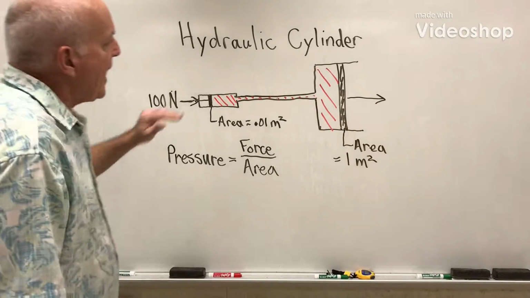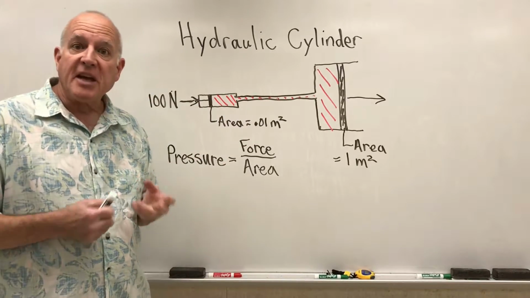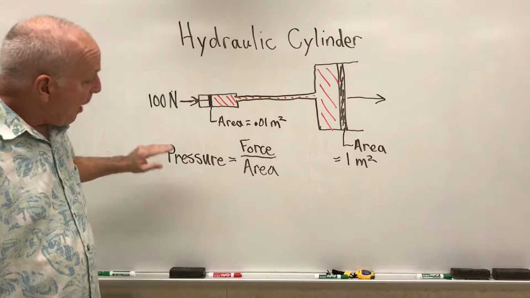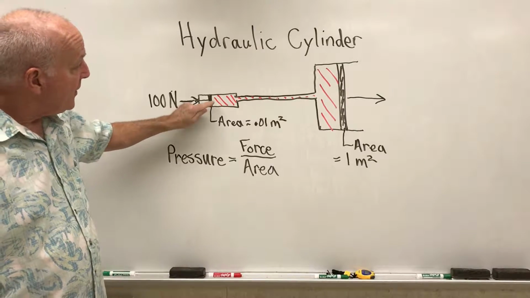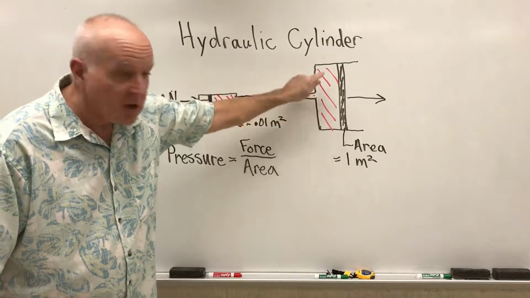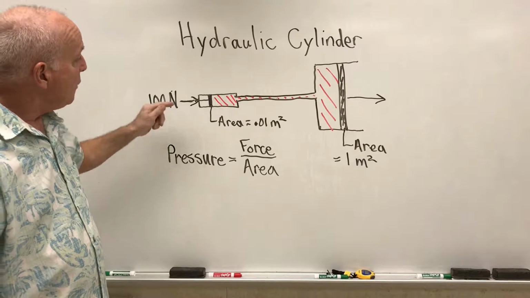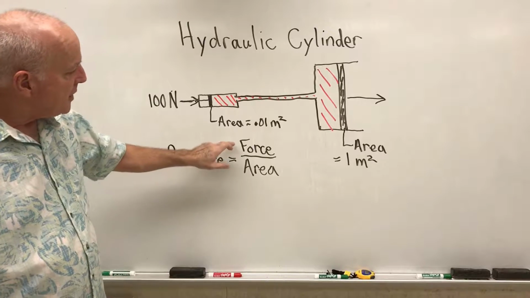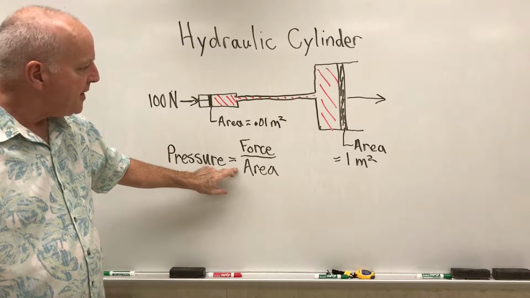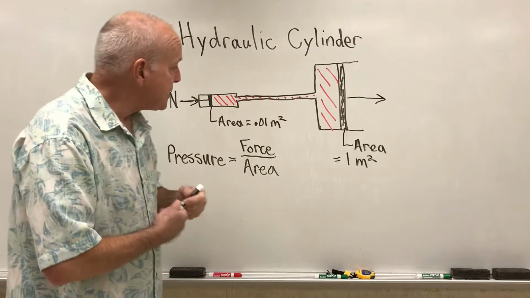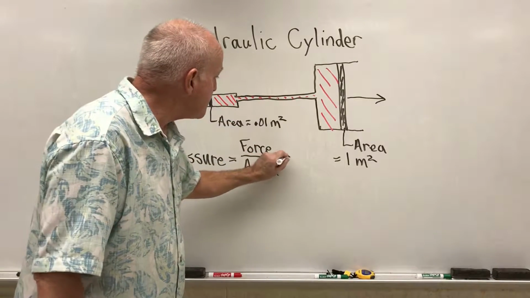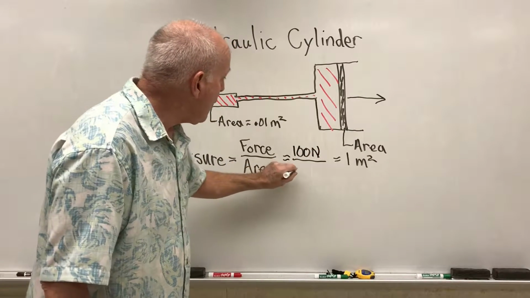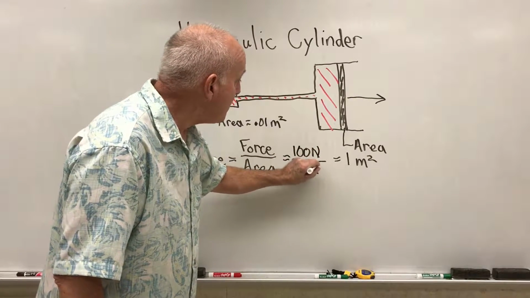All right, let's take a look at one of the beautiful things about the incompressibility of a liquid. If we think about applying pressure to a cylinder that has a non-compressible, non-density changing liquid in it, and we apply a force to this cylinder, the pressure generated in the liquid is going to be equal to the force divided by the area. In this case, with the small cylinder, I have 100 Newton force divided by 0.01 meters squared.